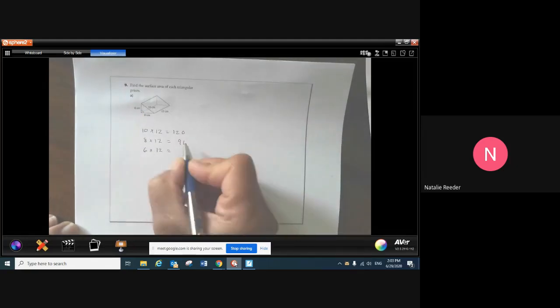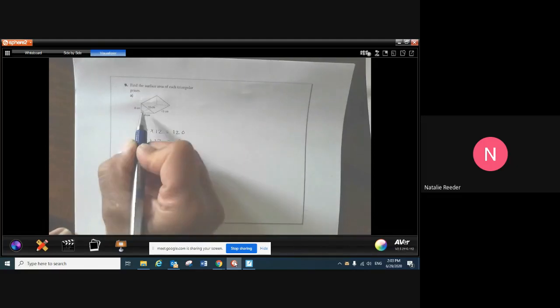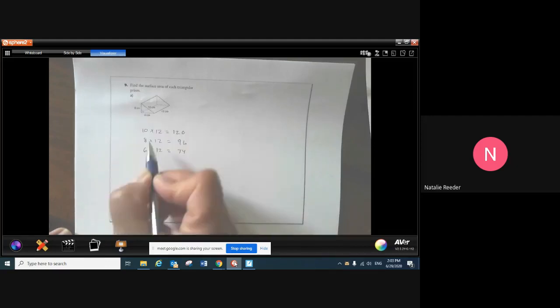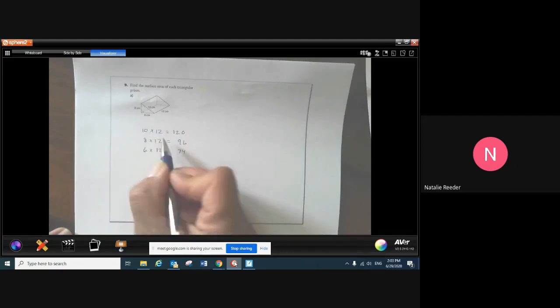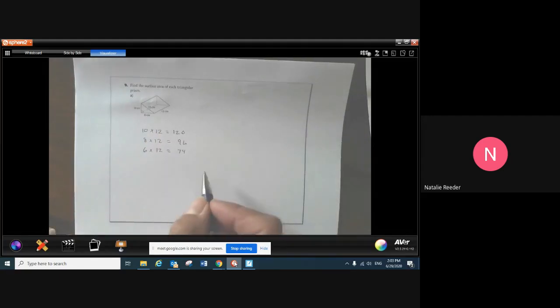Now, one thing you could also notice is each side of my triangle, if you look at the dimensions of the triangle, it's 6, 8, and 10. So 6, 8, and 10 is multiplied by the width of the triangular prism. So that's a trick to help you figure out the dimensions of your 3 rectangles.